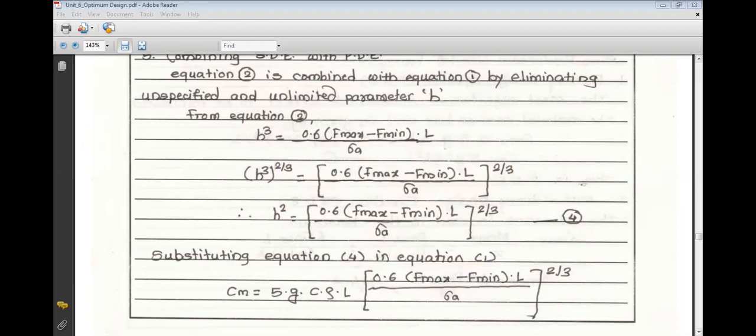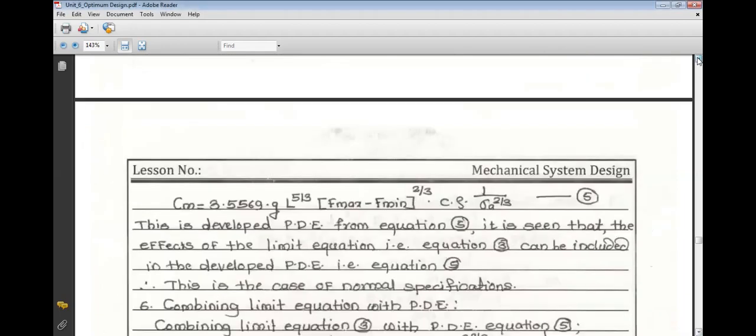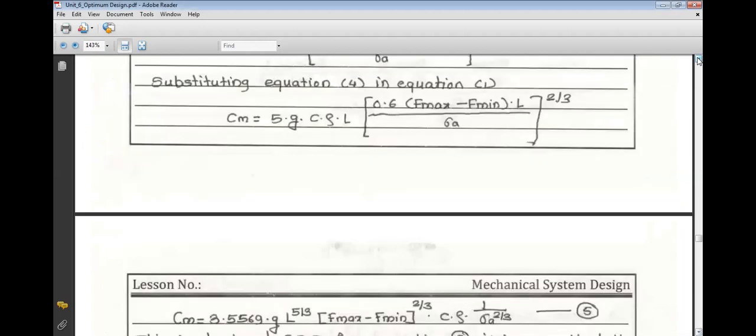So the next step is we have to combine the limit equation with the primary design equation. If we put the value of 0.6 into 5, that value becomes 3.5569. Now g is the same as it is. For L, there is L raised to 1 and L raised to 2 by 3. So L raised to 1 plus 2 by 3 is nothing but 5 by 3, that is L raised to 5 by 3.